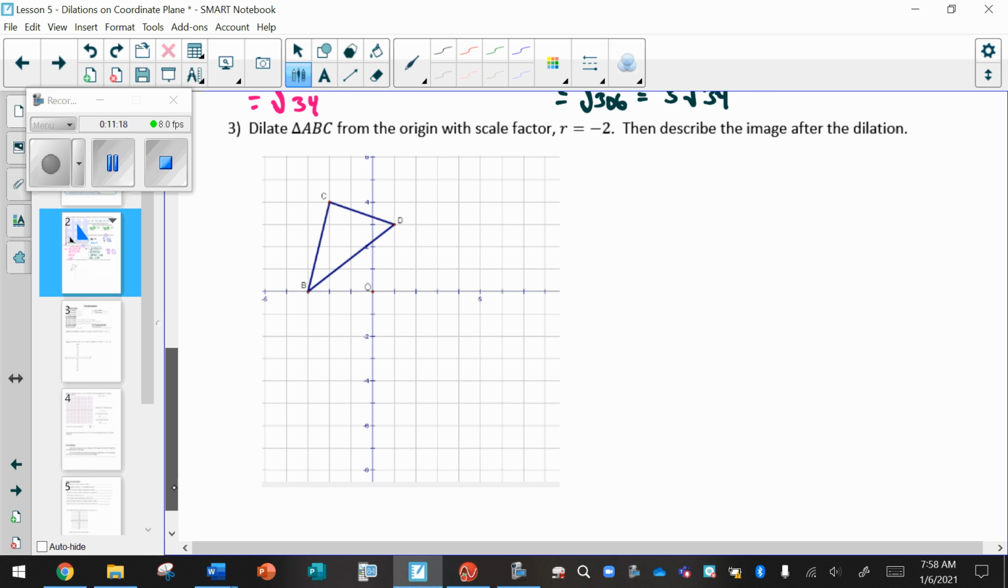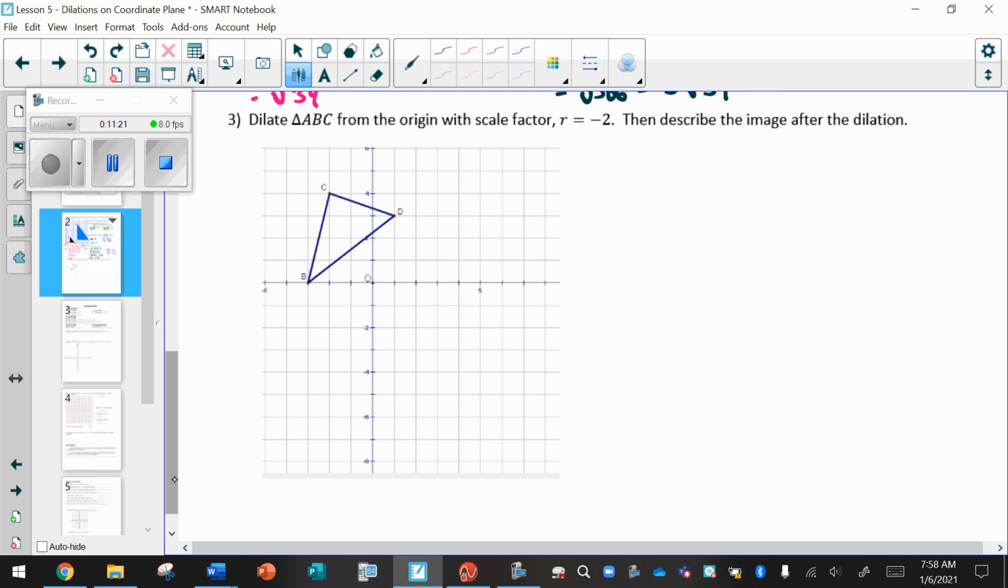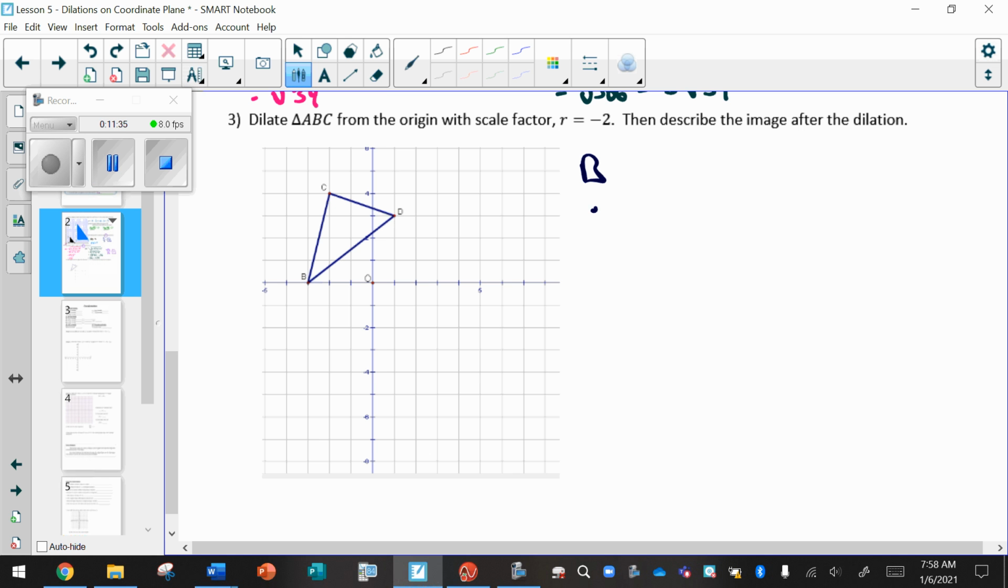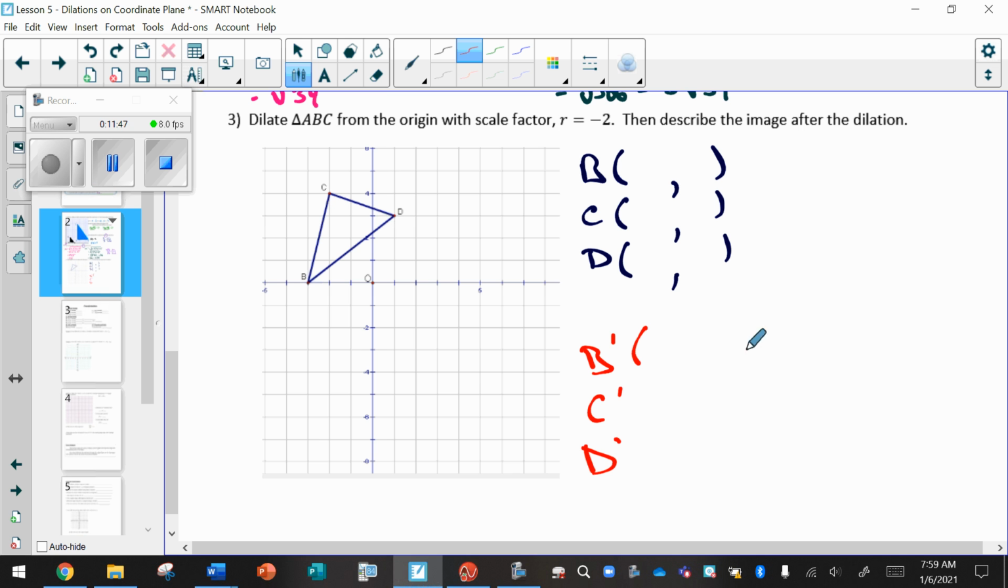All right, number 3. Dilate triangle ABC from the origin with a scale factor of r equals -2, then describe the image after the dilation. So why don't you go ahead and find the coordinate points for B, C, and D, because when you have those coordinate points, you can carry out the multiplication, and then you can get the coordinates for B prime, C prime, and D prime. Then you can plot that triangle on your graph, and then you'll be all set. So do that, come back, and we'll compare.